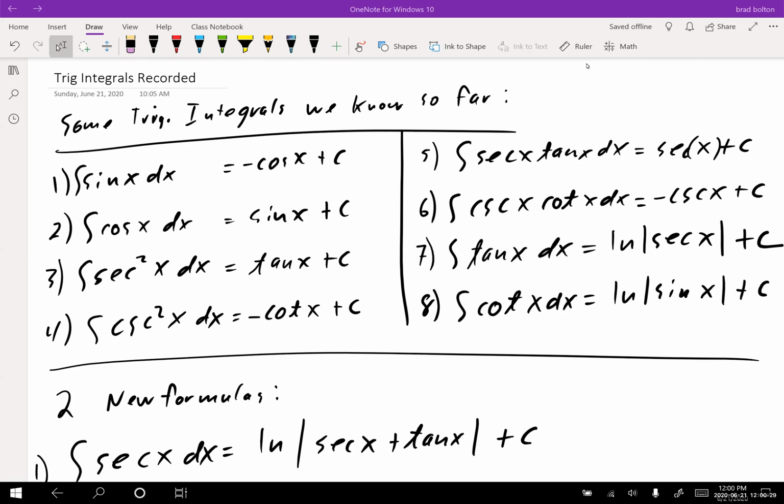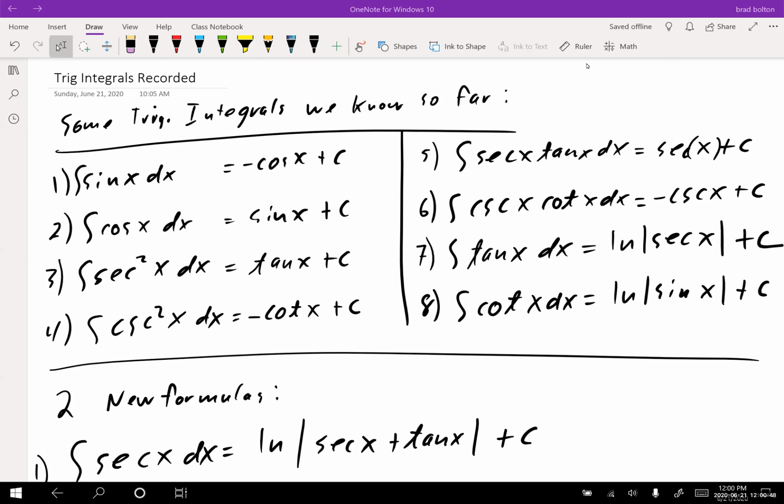So today we're going to talk about trig integrals. Depending on the book you're using, this is chapter 8.3 from the Briggs book, or if you're using the Stewart book, this would be chapter 7.2, I believe. So just look at trig integrals in your book, whatever section it is.